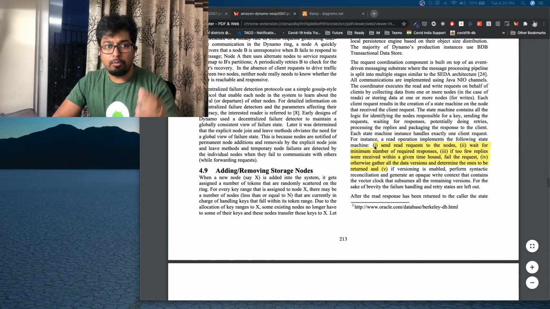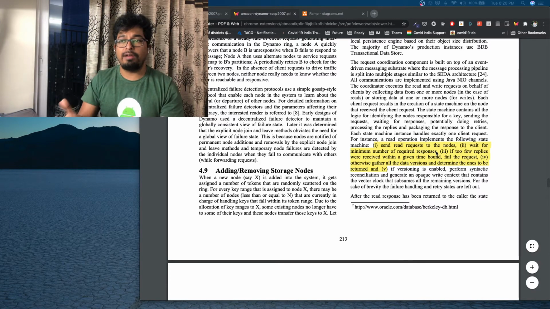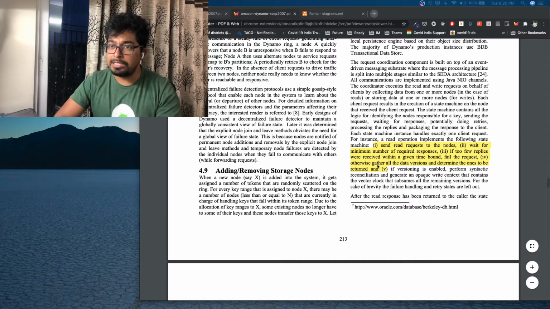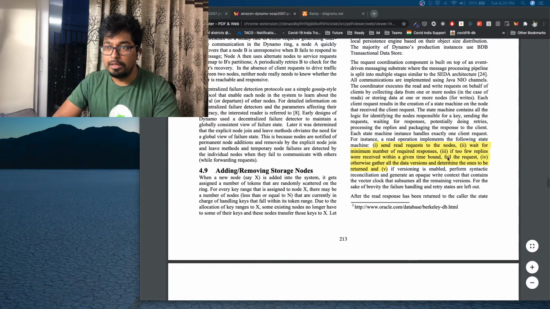Now let's look at what exactly happens when a read request comes. So of course Dynamo sends the read request to the nodes. It waits for the minimum number of required responses. This is what your R value is. If too few replies were received within a given time bound, fail the request. Otherwise, gather all the data versions and determine the ones to be returned.